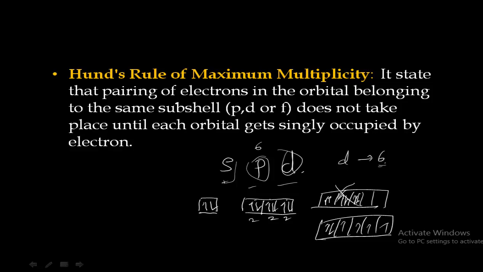It states that pairing of electrons in the orbitals belonging to the same subshell does not take place until each orbital gets singly occupied by an electron. So remember these two rules, the Aufbau principle and Hund's rule of maximum multiplicity. Now by applying all these rules, we will write the electronic configuration for different elements.